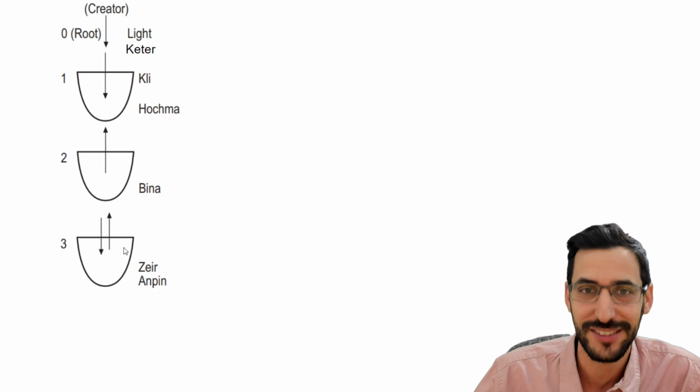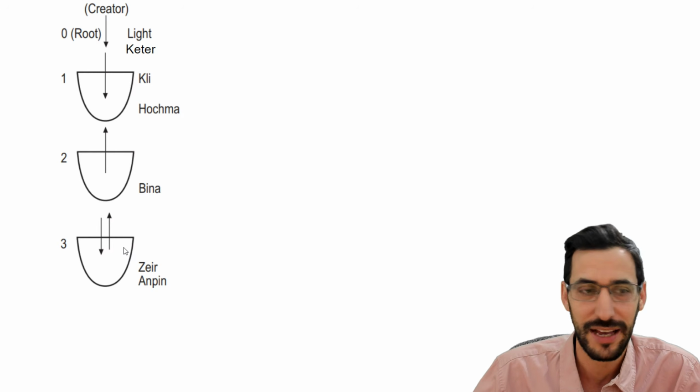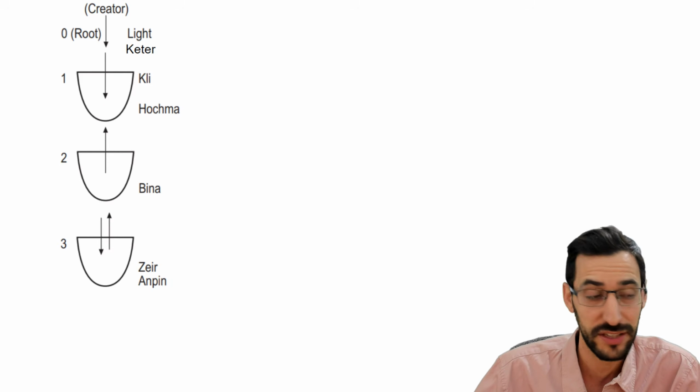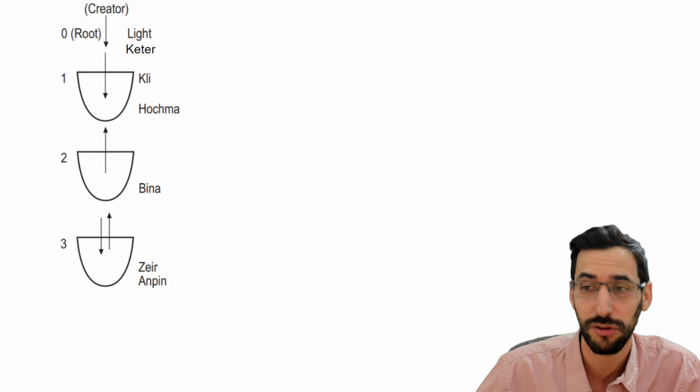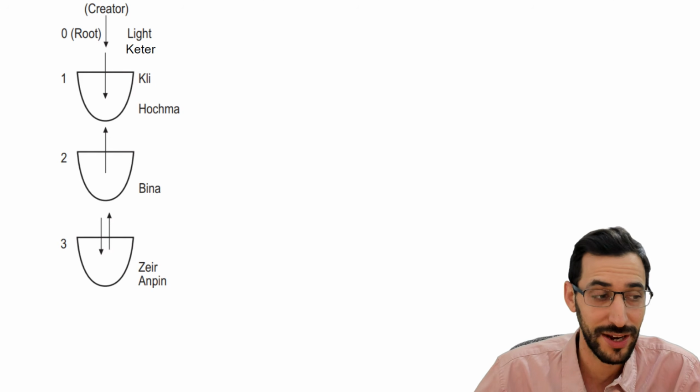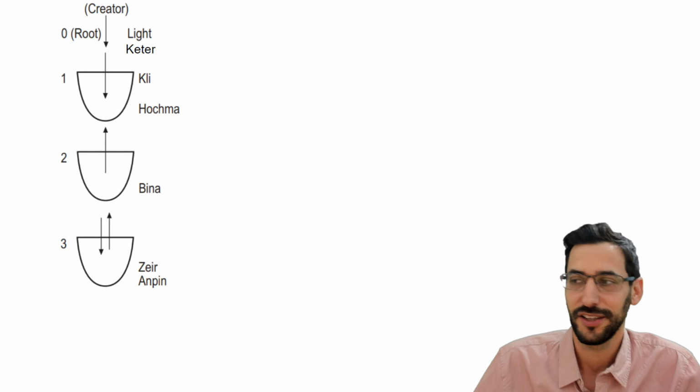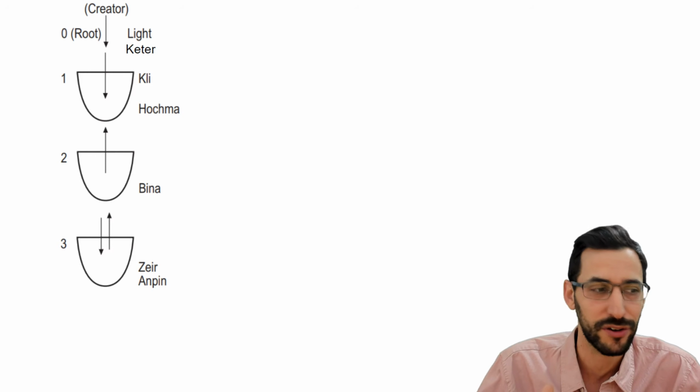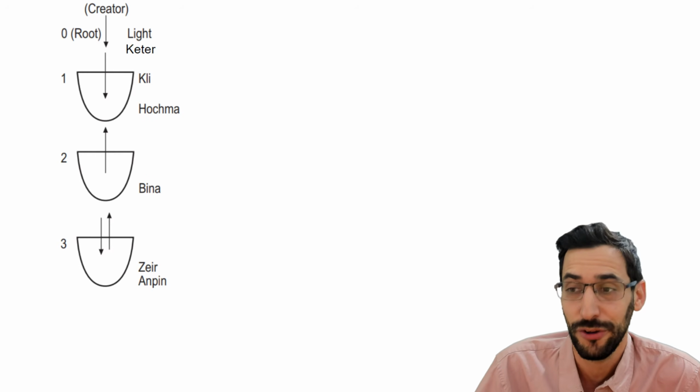So the 3rd phase is called Zeir Anpin. Now Zeir Anpin is Aramaic. Zeir means small and Anpin means face. So it literally means a small face. And soon you'll understand why. Now Zeir Anpin says, all right, I want to give. I want to be like the Creator, but I have nothing to give. So what can I do?